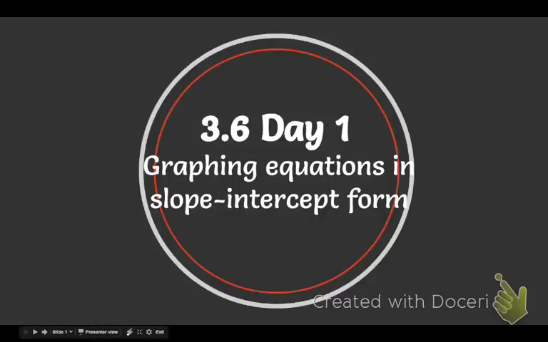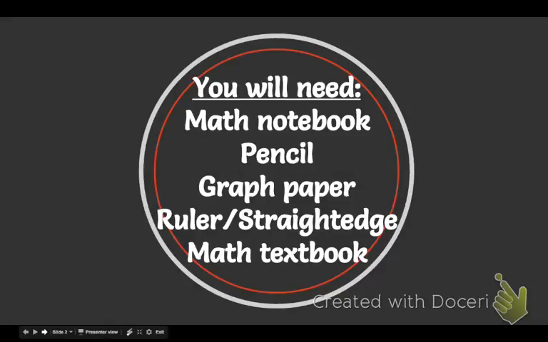Hi ladies and gentlemen, in this instructional video you'll learn how to graph equations in slope-intercept form. While you're watching this video you'll need your math notebook, a pencil, some graph paper, a ruler or a straight edge, and your math textbook to complete some checkpoint questions that I will share with you at the end of the video.